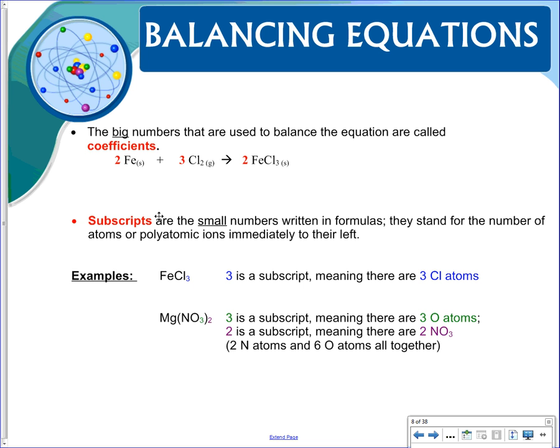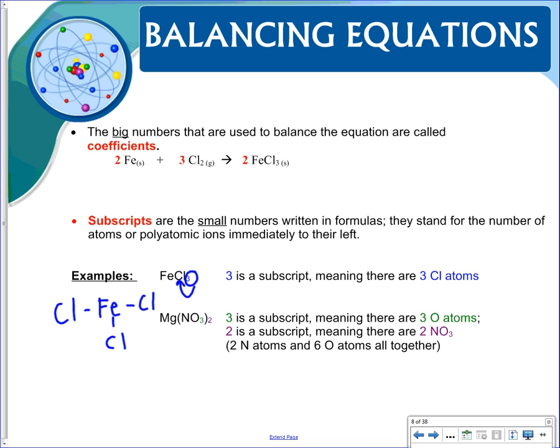They stand for the number of atoms or polyatomic ions immediately to their left. So for iron 3 chloride, this little 3 applies to the chlorine only. So I've got 3 chlorine atoms and 1 iron atom here. So what it would look like is an iron surrounded by 3 chlorines. Okay, and we'll learn to draw these later, but this is just a general idea of what that looks like.